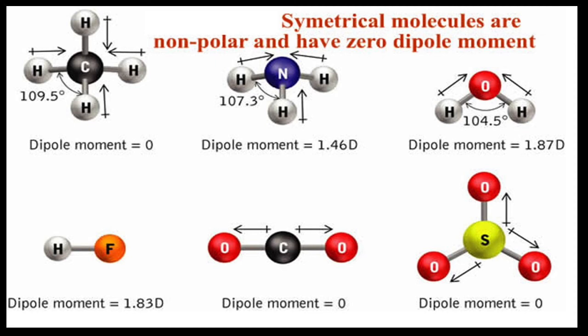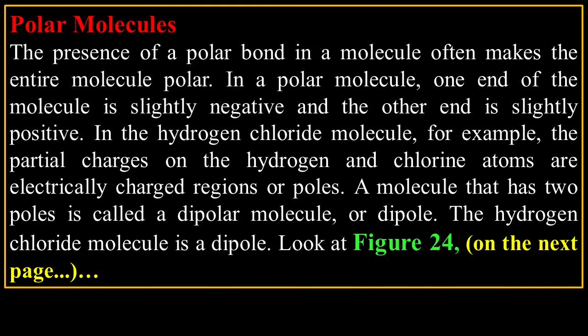So here are some compounds where you have a dipole moment of 0. Everything's canceled on the first one. That's methane. Ammonia, the dipole moment 4.6 D. Then water, 1.87 D. The dipole moment of hydrogen fluoride is 1.83 D. And then carbon dioxide has none, and sulfur trioxide has none.